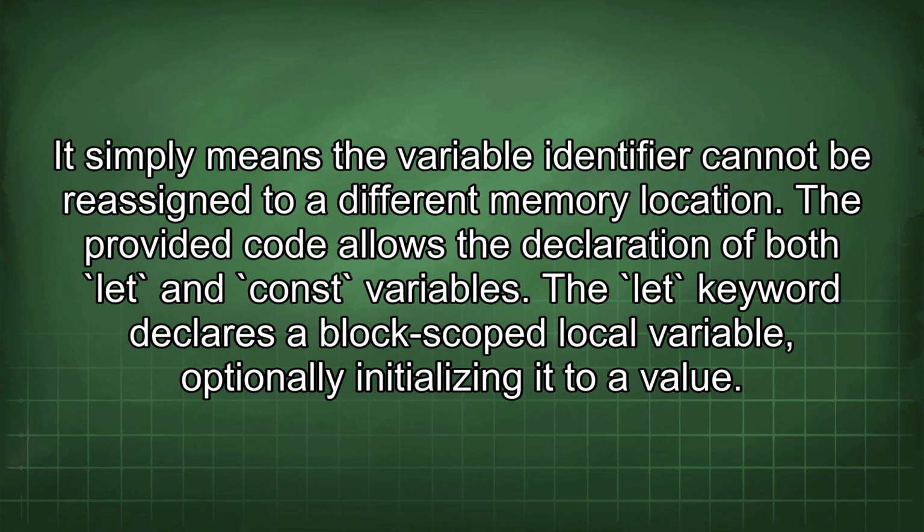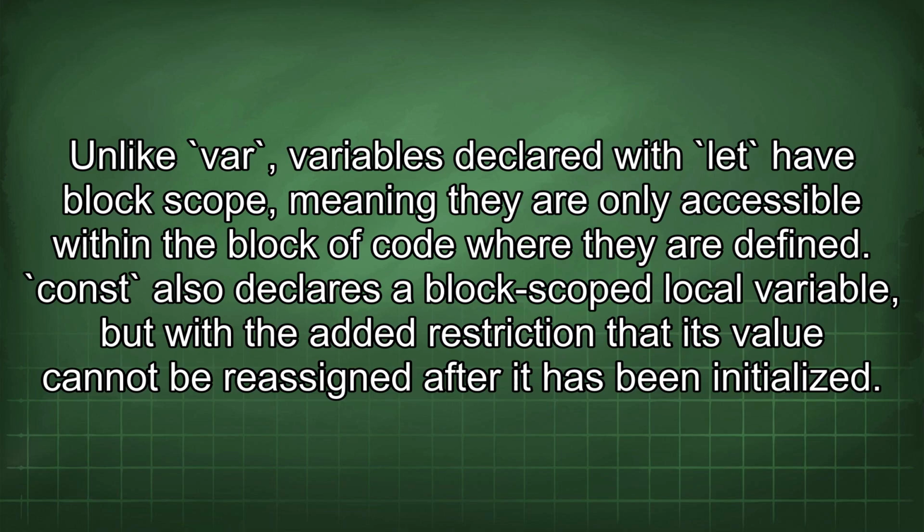The provided code allows the declaration of both let and const variables. The let keyword declares a block-scoped local variable, optionally initializing it to a value. Unlike var, variables declared with let have block scope, meaning they are only accessible within the block of code where they are defined. Const also declares a block-scoped local variable, but with the added restriction that its value cannot be reassigned after it has been initialized.